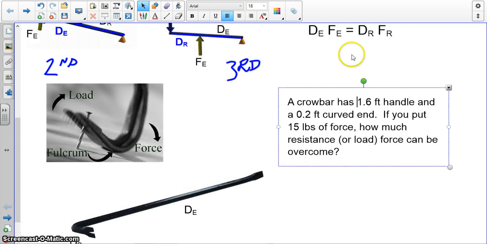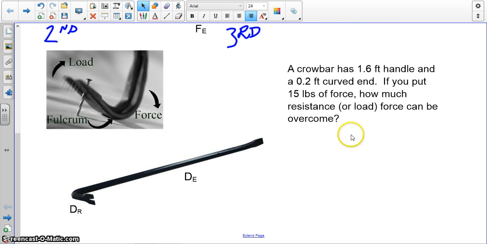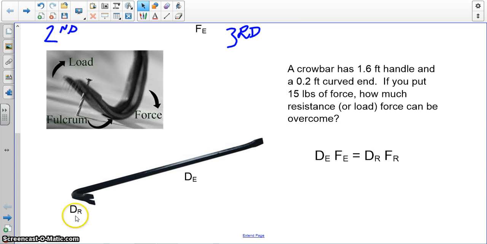That tells me that DE is 1.6 feet and DR is 0.2 feet. And then the effort force is how much you put into it. So that's what you're doing at the end. We're going to pretend it's right at the end of the handle. That's FE. So let me actually start writing stuff in.